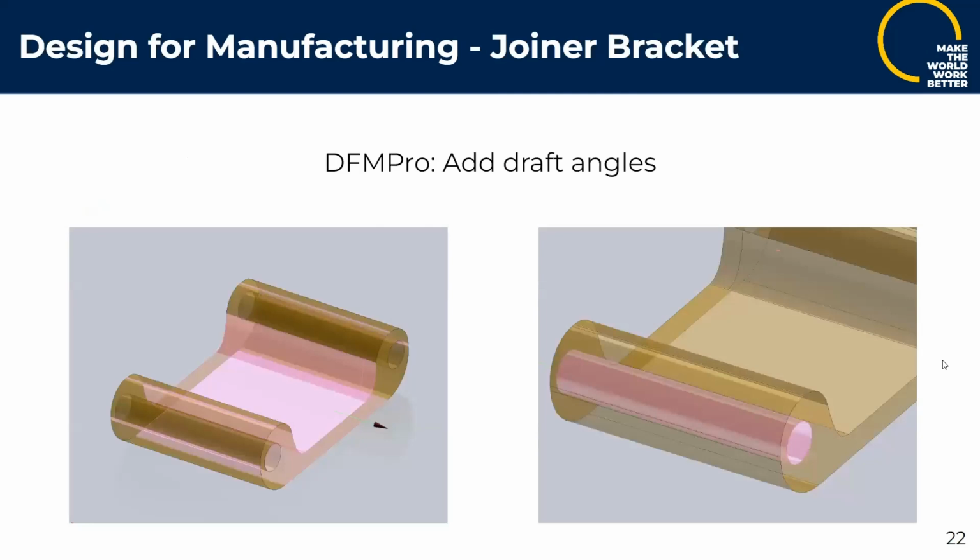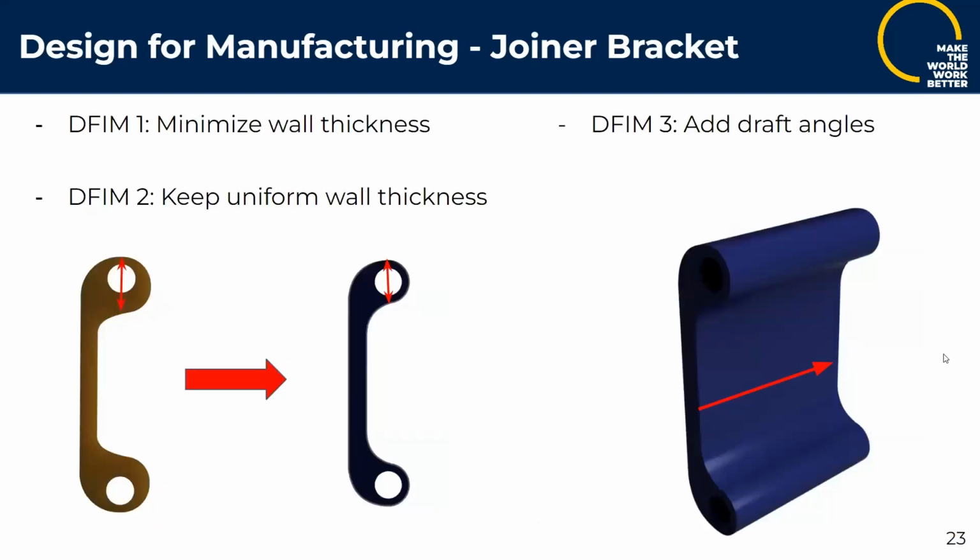Taking a look at the redesign of the joiner brackets, we put it into DfM Pro, and it told us that we need to add drafts to the interior surfaces of the holes as well as the exterior surface to make it easier to remove from the machine. In accordance with the design principles for injection molding, we minimized the wall thickness, getting rid of some material in doing so, and kept a more uniform wall thickness to aid cooling. We also, as DfM Pro suggested, added draft angles for ease of extraction.